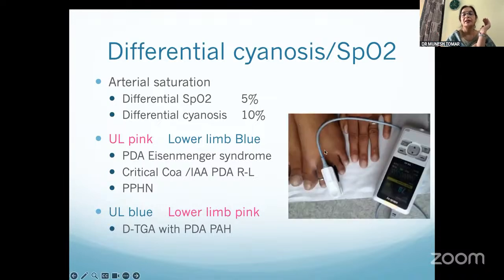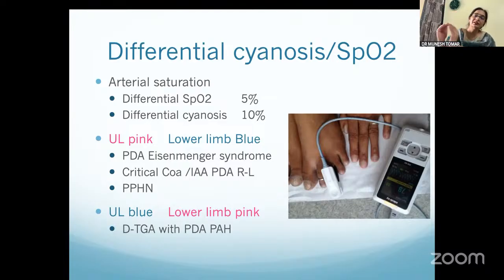This is a grown-up lady, 32 years old, who was diagnosed for the first time with cyanosis because only the lower limb had clubbing and cyanosis, while the upper limb was pink. The saturation was 76% in the lower limb and 94% in the upper limb. After having two kids, she was diagnosed to have PDA Eisenmenger. When the saturation is low or the cyanosis is in the lower limb, it is commonly missed, and that is the importance of checking the saturation in the lower limb also, and checking the pulse in the lower limb also.